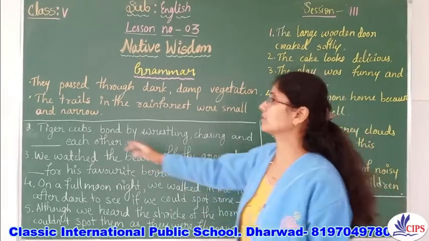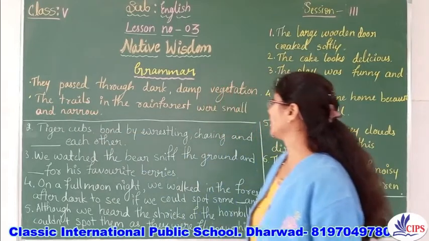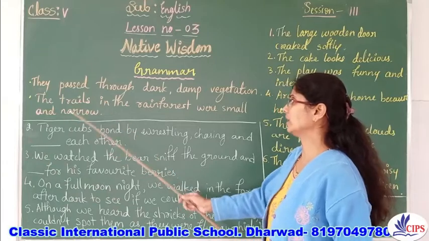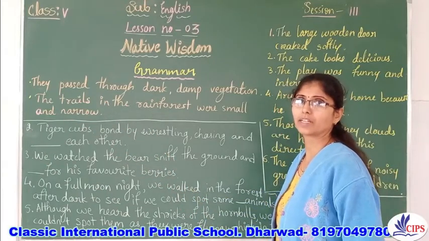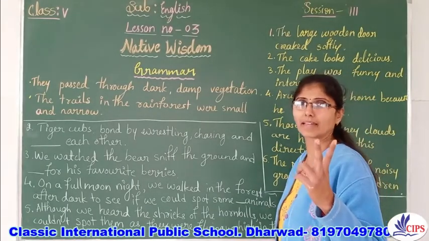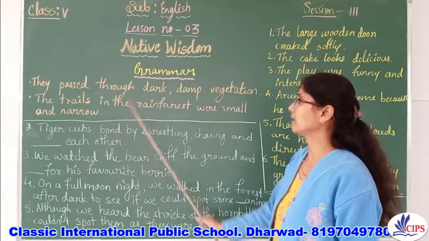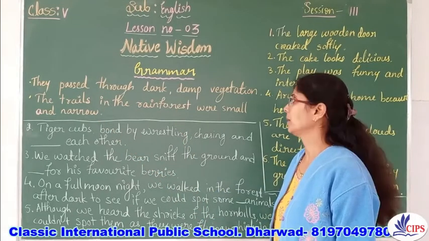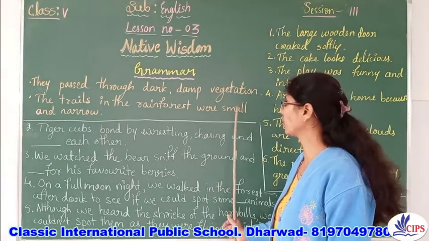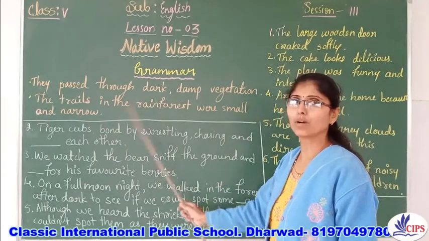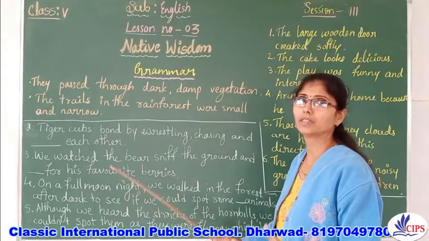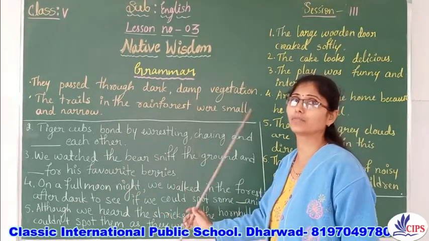Getting, children? Observe the next sentence. The trails in the rainforest were small and narrow. Here, which is the noun? Observe first. Identify it first. Which one? Two nouns are there actually in this sentence. One is trails, another one is rainforest. But two words are adjectives here. Which are those? Small and narrow. These two words tell us something about something. About which word are these words saying here?